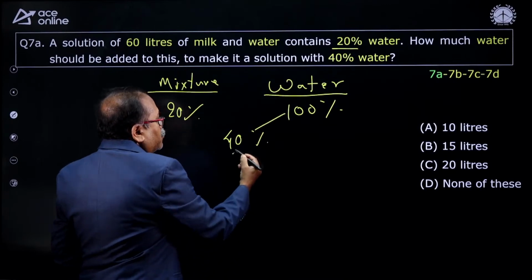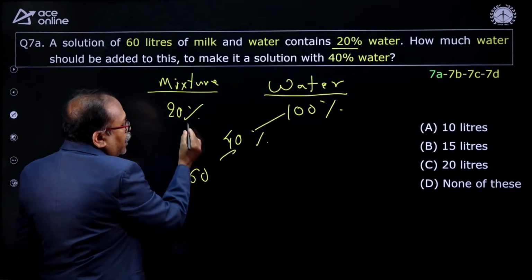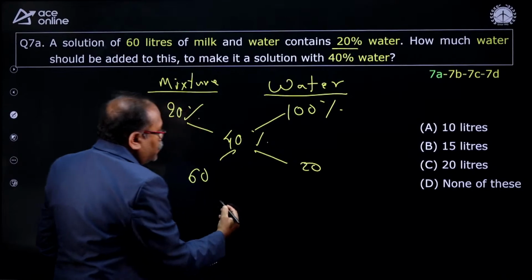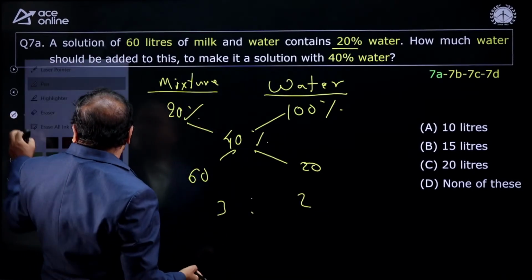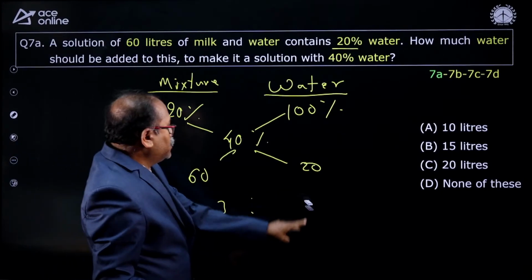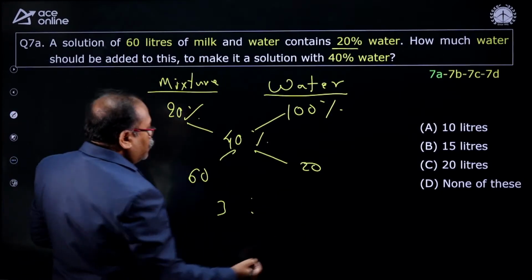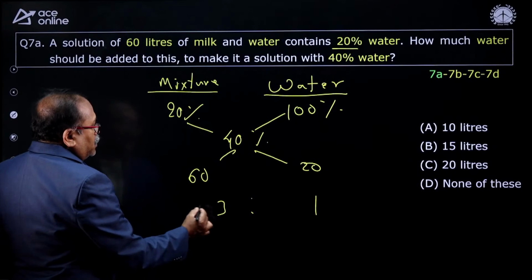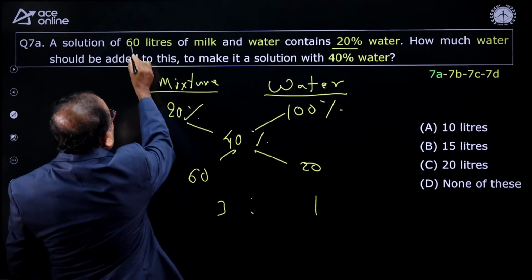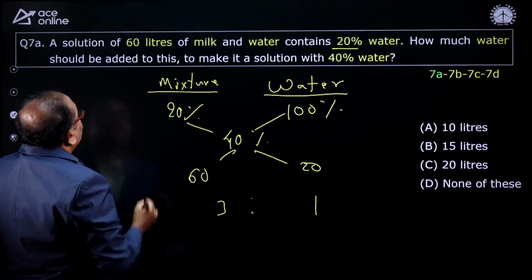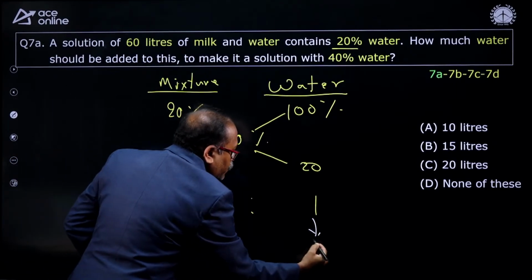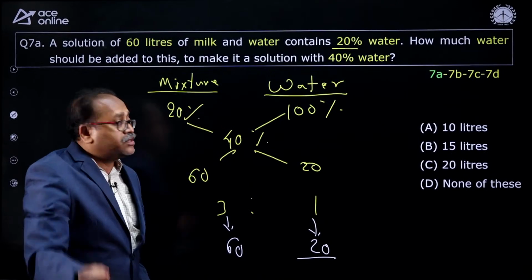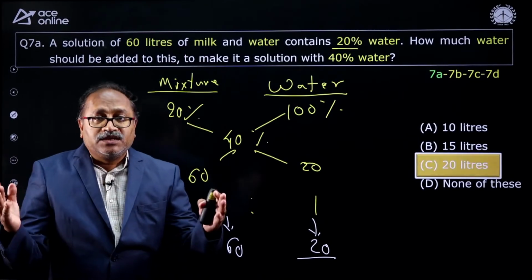So take the cross difference over here. This is 60 and here this is 20, that is 3:1. Now that means if the mixture is already known to us, that is 60 liters. So when 3 part is 60 liters, then what is 1 part? It should be 20 liters, and your option choice C.